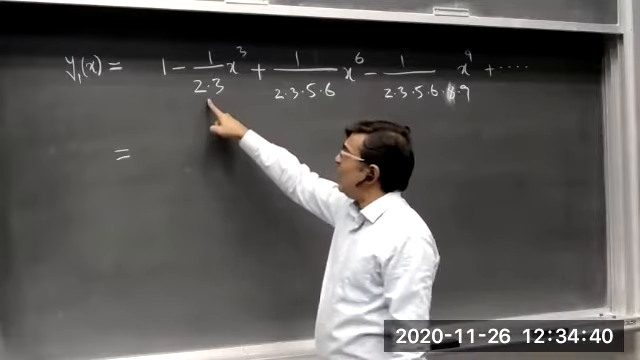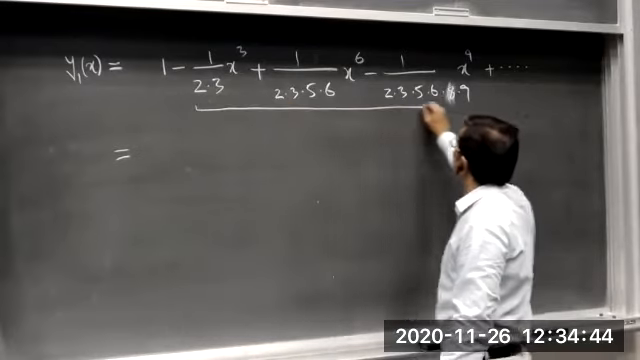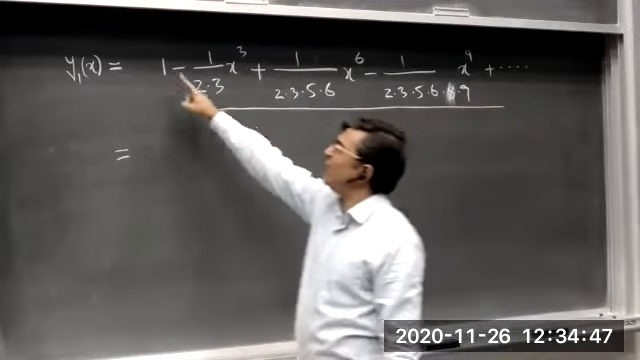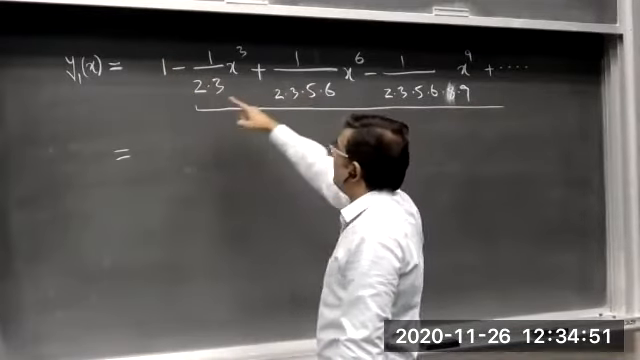You can see a pattern here starting from the second term and so on. But the first term is out of this pattern. What is the pattern?